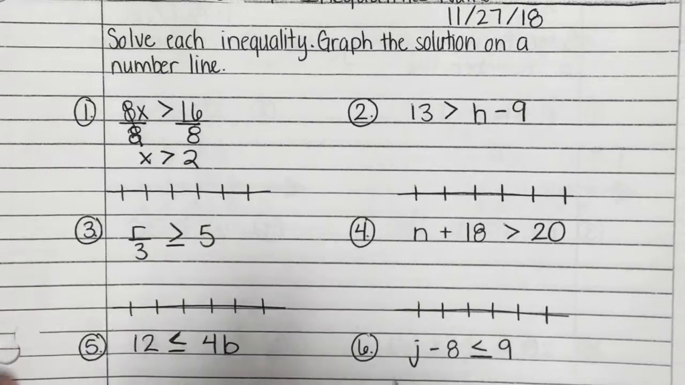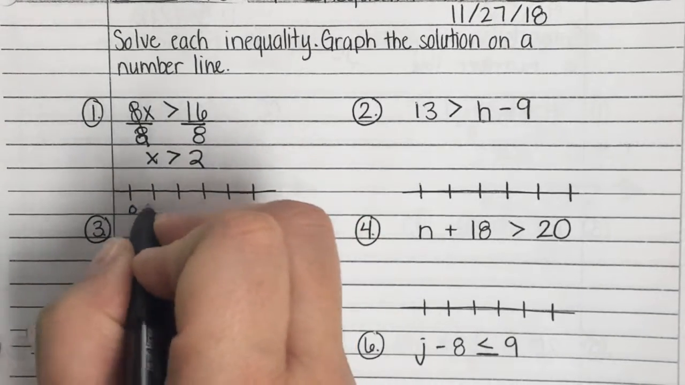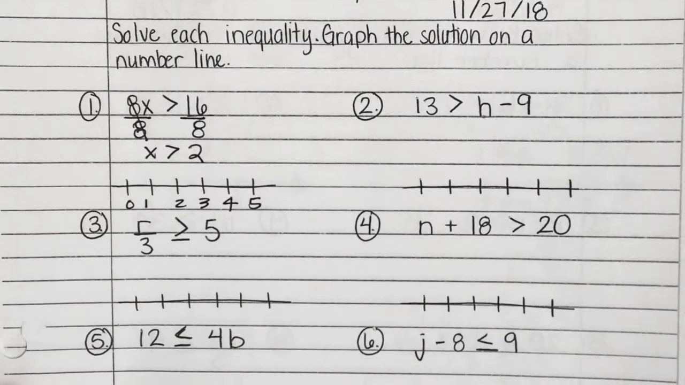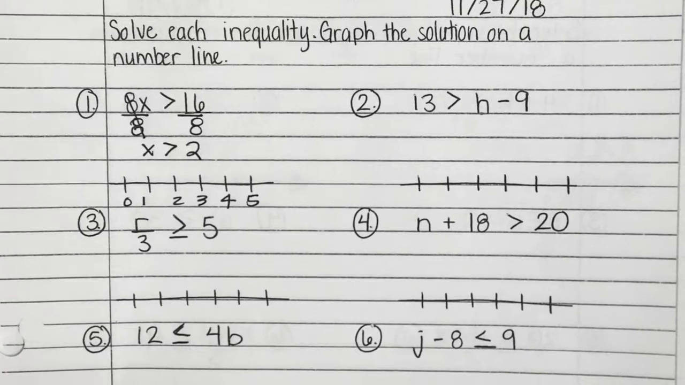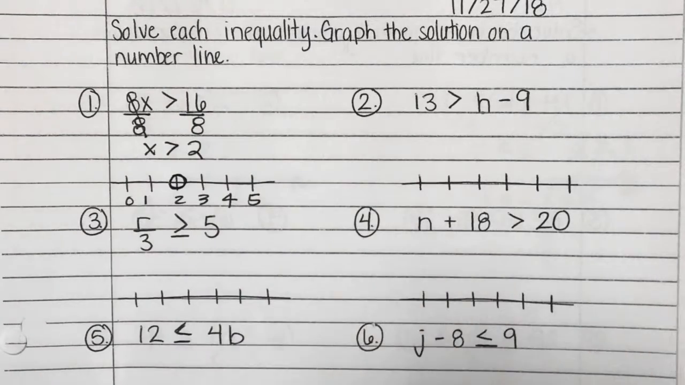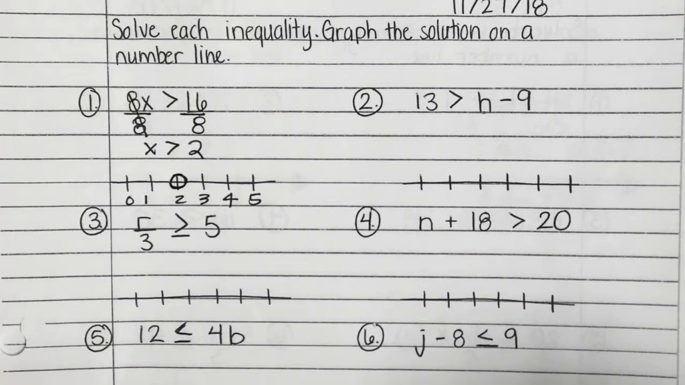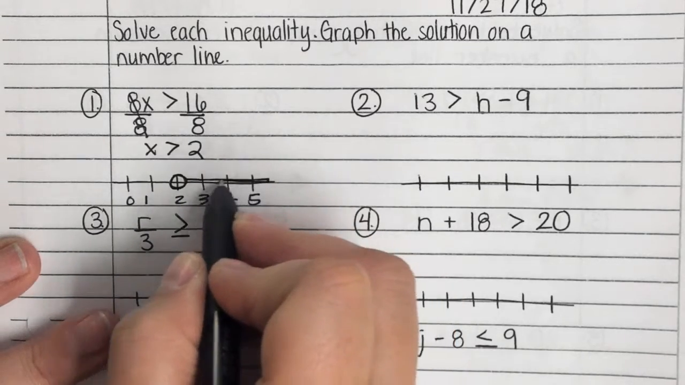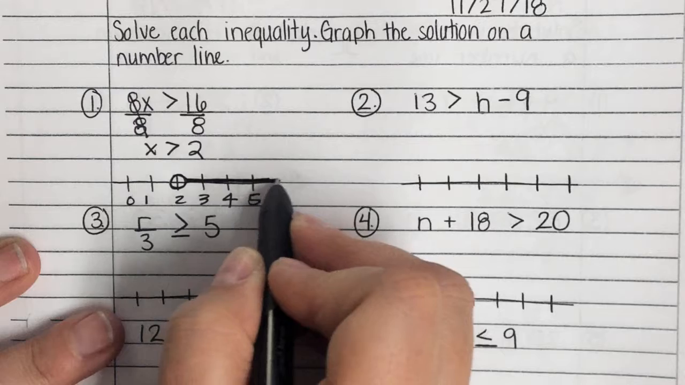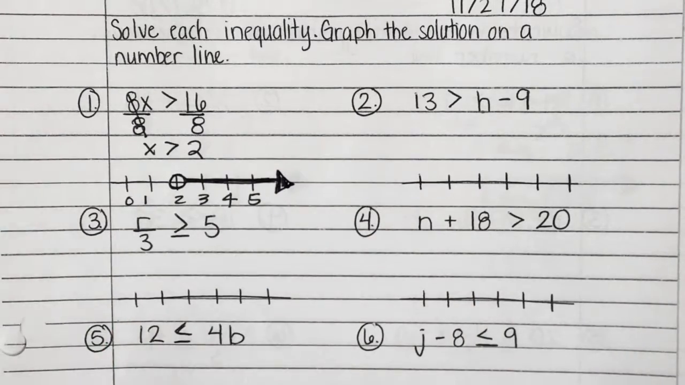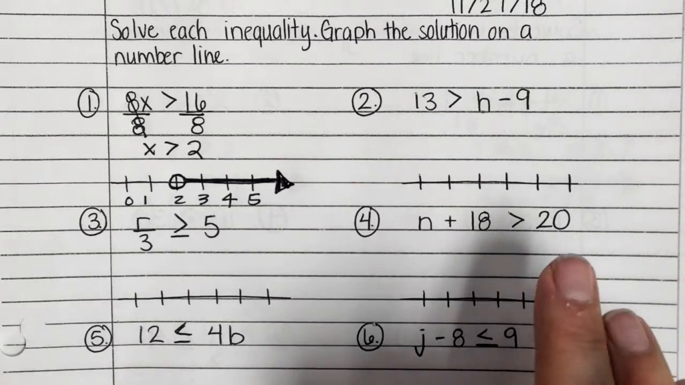The next thing I want to do is graph this. So I'm going to do a few numbers before, a few numbers after. And looking at this, will I have an open or closed circle on 2? Open, because it's not equal to. And do I shade in to the left or the right? To the right, because I want everything greater than 2. I'm shading in everything greater than 2.